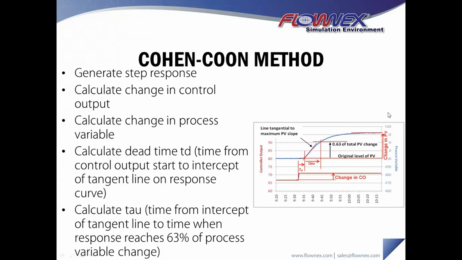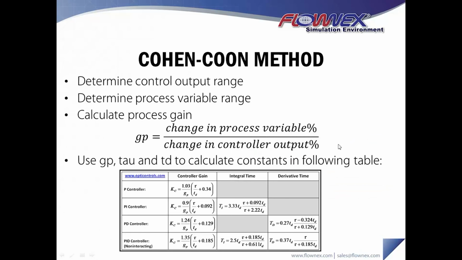Now on to our next example. A similar method that has wider applicability is the Cohen-Coon method. As you can see, it follows roughly the same pattern where you change the control output, determine a step response, determine your dead time, determine tau, and determine the time at which you reach 63% of your total process variable change. The biggest difference in the Cohen-Coon method is the way that the different constants are calculated for your P, I, and D constants. Slightly more complicated, but still quite simple.